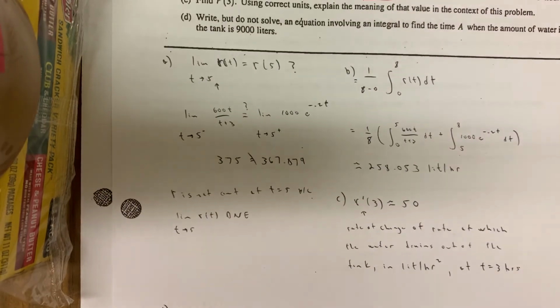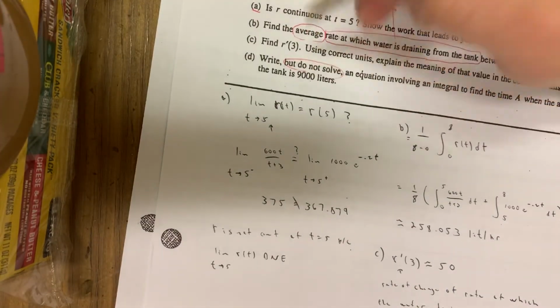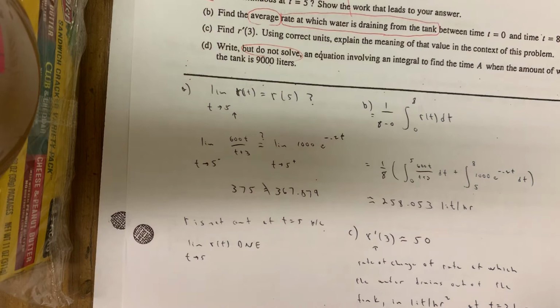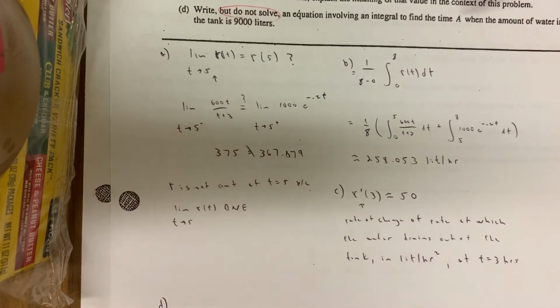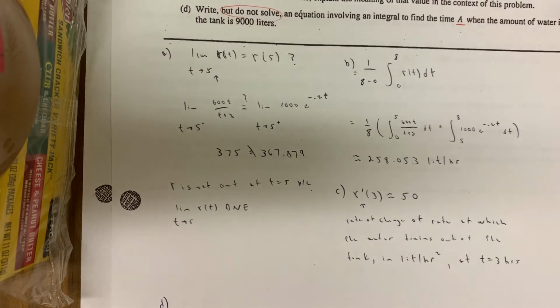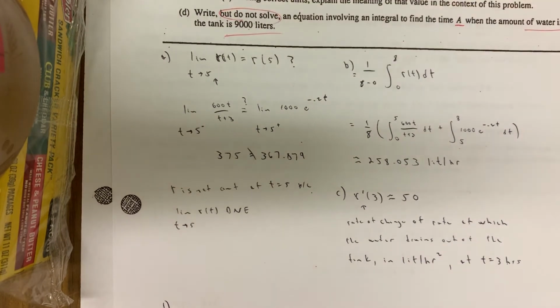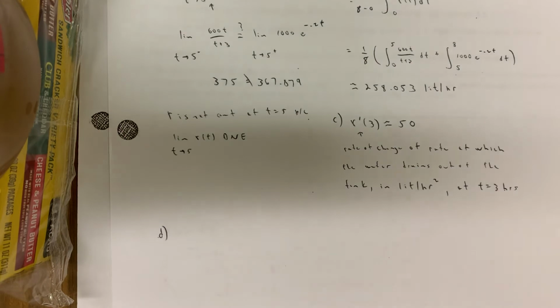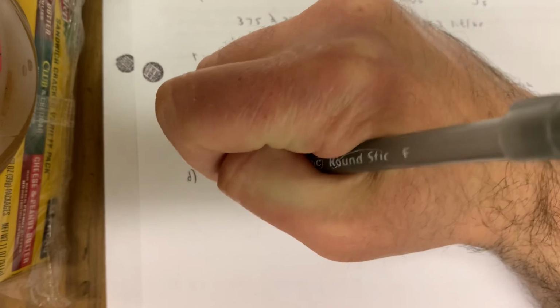Part D: write, but do not solve. Greatest expression ever right there. An equation involving an integral to find the time A when the amount of water in the tank is 9,000 liters. So it's just like the last problem we did. We wanted to find out when the amount of water in the pipe was 50, I think it was cubic feet, because then the pipe would begin to overflow. Here we want to know when the amount of water is going to be 9,000.